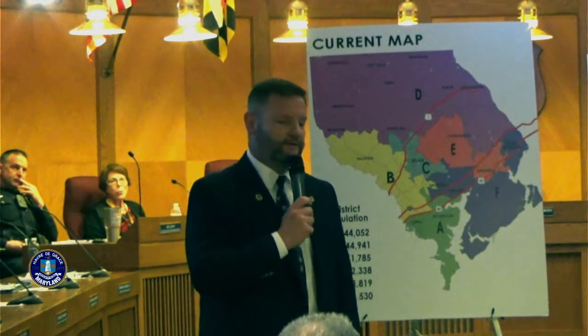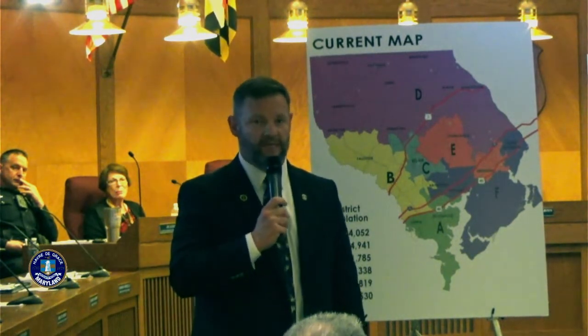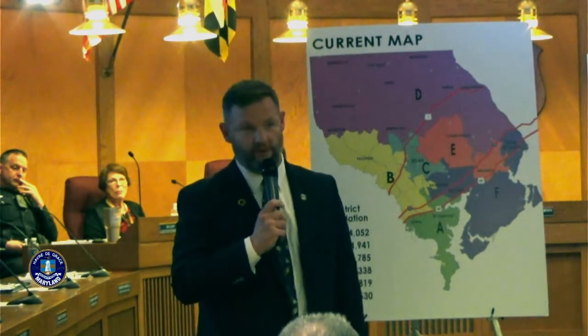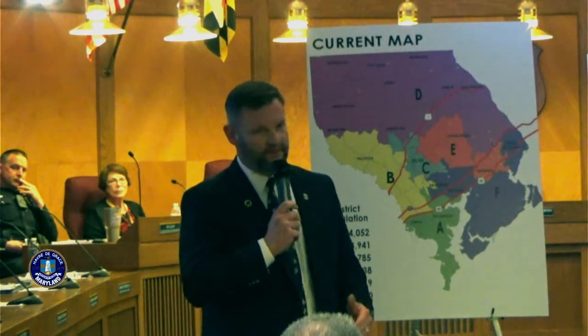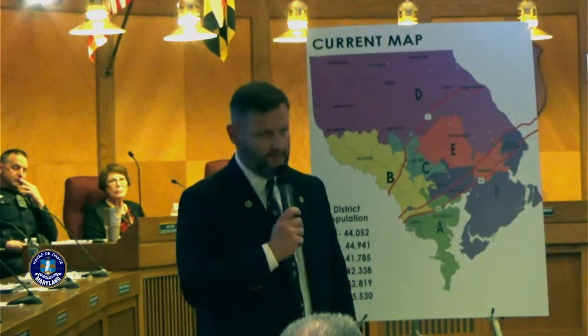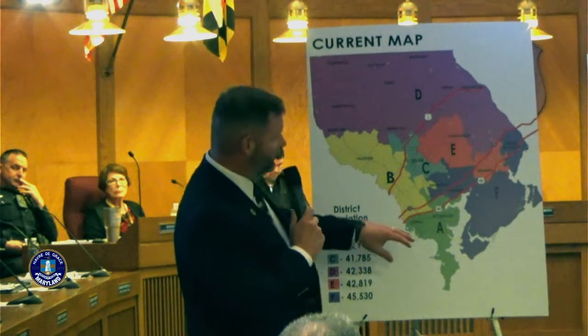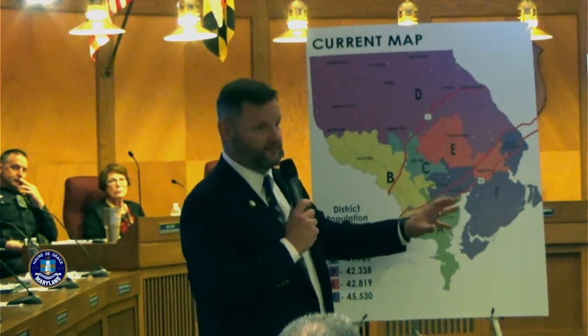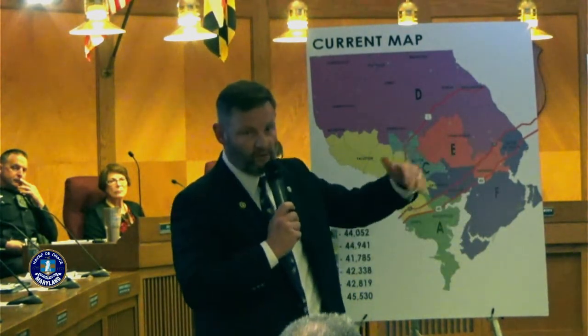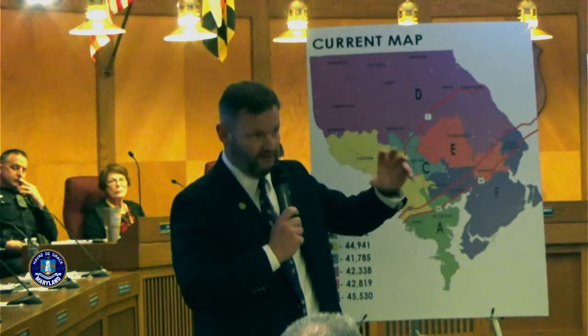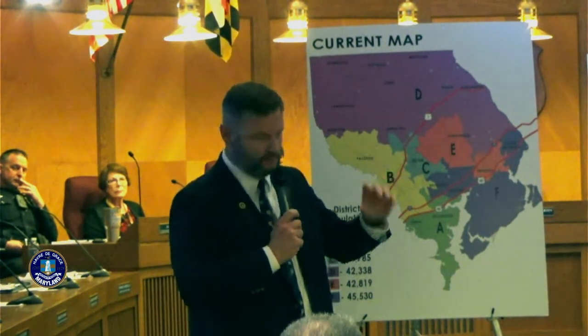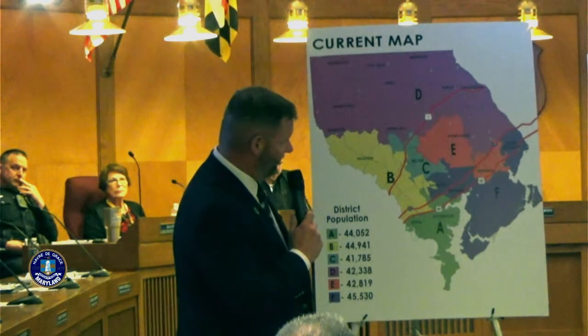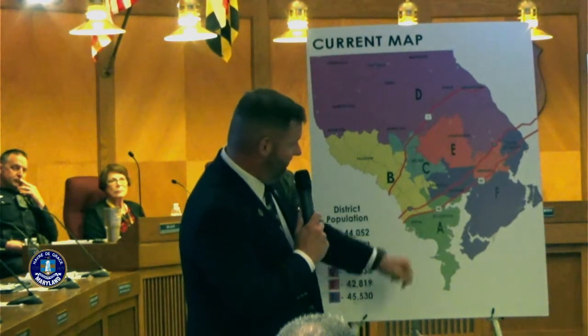Any district that you create has to have a minimum threshold of around 40 to 45,000 people, and really not any more than that. So when you're making these districts, you have to hit 40,000 people, and you don't really want to go anywhere north of 40 to 46,000 people. That creates a district. So again, this is the current map.